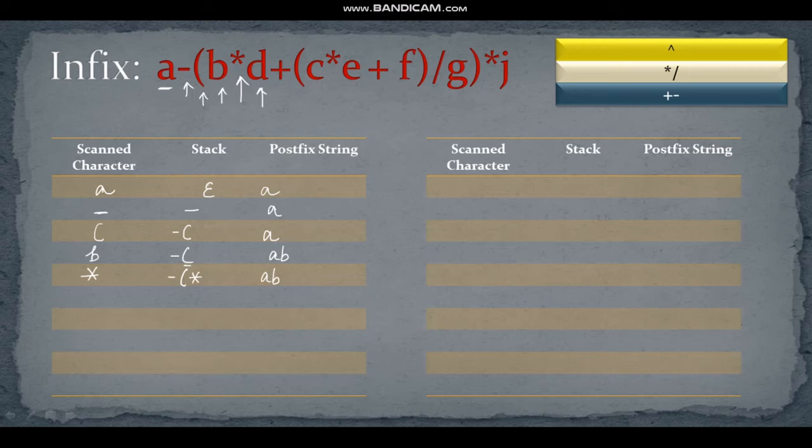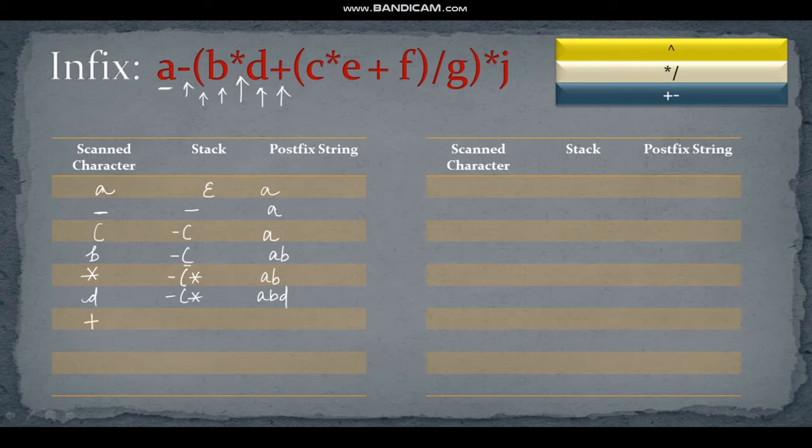The next element to be scanned is an alphabet D. Now D is an operand, so the operand will be pushed on to the postfix string. So we'll be having ABD. The next element to be scanned is plus.